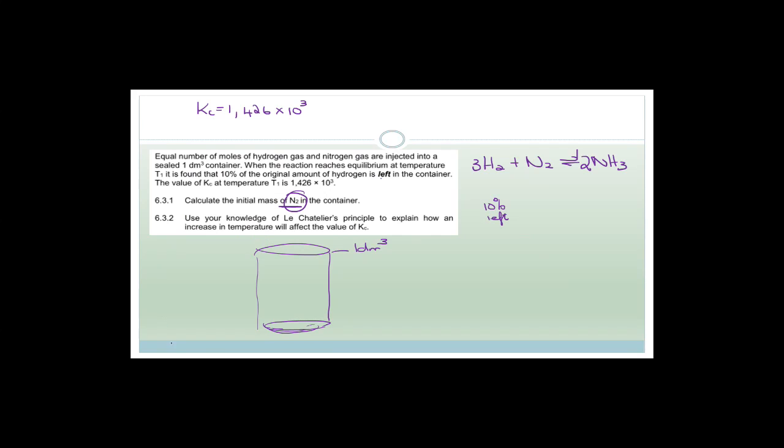Okay, so now we need to make a table. So let me just erase this and this, and let's just find some space to draw. So, okay, we've got N2 plus H2 in dynamic equilibrium with NH3. And this would have to be a 2, and that's a 3. Okay, so what do we have? Start, used, made, equilibrium, and concentration. Okay, so that is my little table.